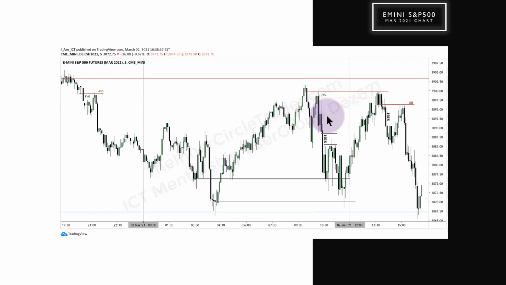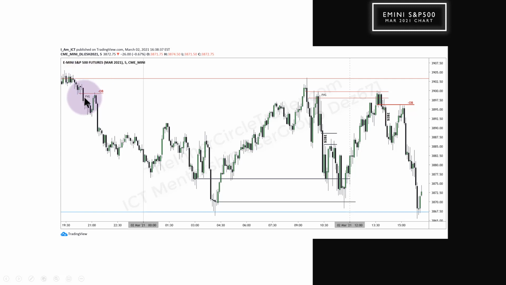All right, so we're going to drop down into the 5-minute chart, wrap this video up. Here's that first touch into that level last night. As I was talking to you, we would see some selling at that level, and that's the premium level of that SIBI on that 4-hour chart.